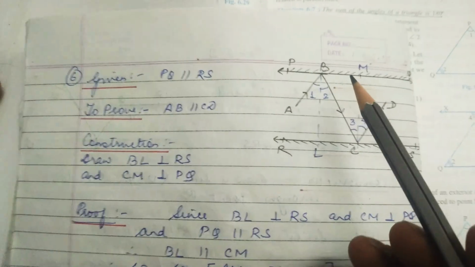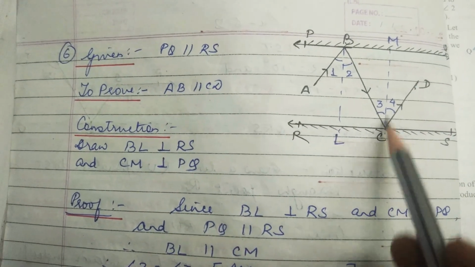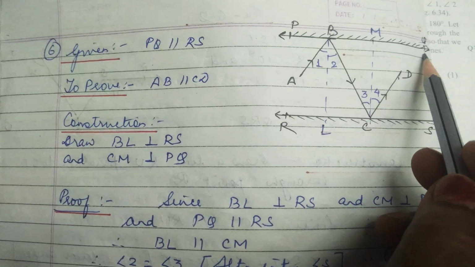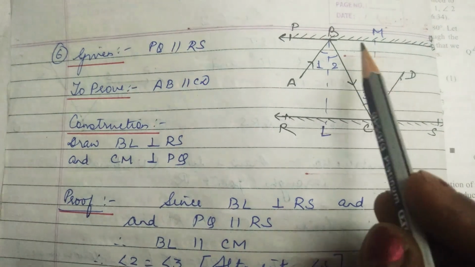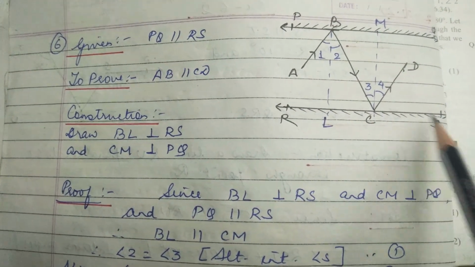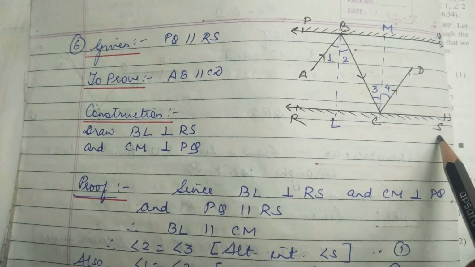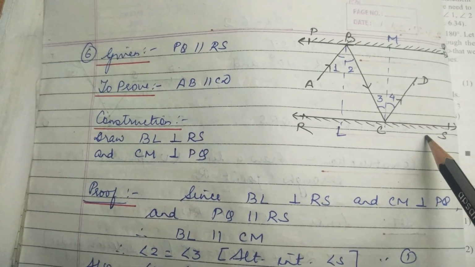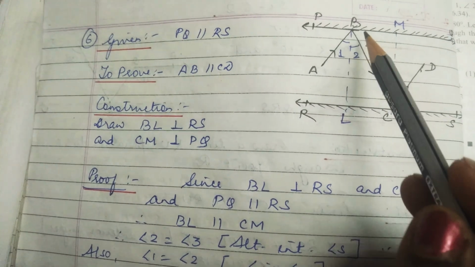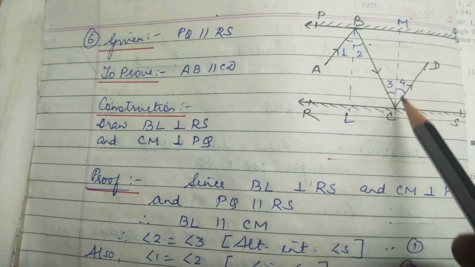For this we have to do a few constructions. Drop BL perpendicular to RS and CM perpendicular to PQ. Name these angles as angle 1, 2 and here as 3, 4. Now since BL is perpendicular to RS and CM is perpendicular to PQ and PQ is parallel to RS. If PQ is parallel to RS, what does that mean? That the distance between PQ and RS is equal, and it will remain equal at all points. So BL will be parallel to CM.